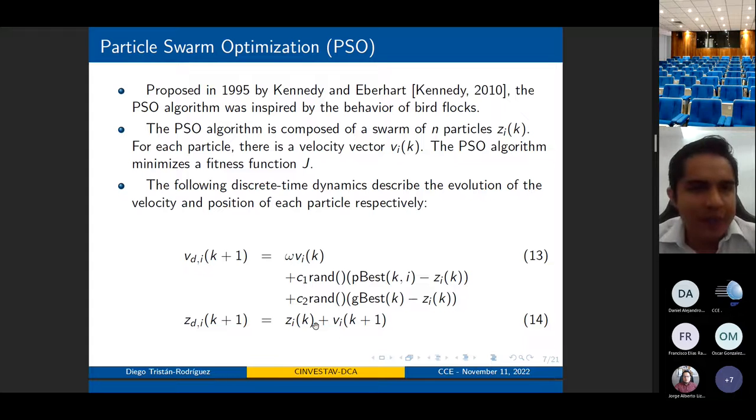Now, for particle swarm optimization, it is a well-known algorithm proposed in 1995 by Kennedy and Eberhart, and it was inspired by the behavior of bird flocks. The PSO algorithm is composed of a swarm of n particles, set A, and for each particle there is a velocity vector B. The PSO algorithm searches to minimize a fitness function J. The discrete time dynamics described in 13 and 14 show how the velocity and position change for each particle, where omega is an inertial weight, C1 and C2 are learning factors, and rand is the random number generator function from 0 to 1.